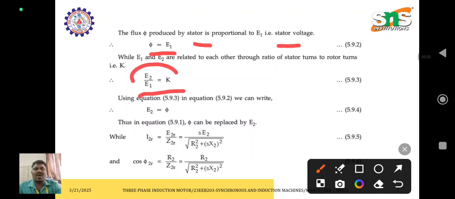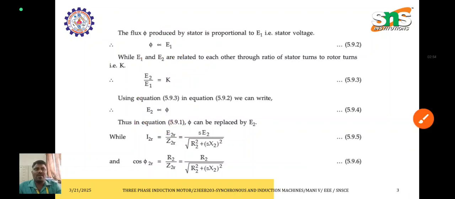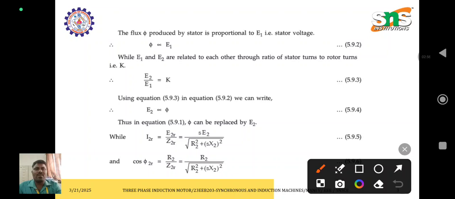By using this relation, since K is a constant, if E1 is directly proportional to phi, then E2 also depends on phi. If the flux changes, the induced voltage in the rotor also changes. Therefore E2 is directly proportional to phi. Now, next, I2R, the rotor current under the running condition.